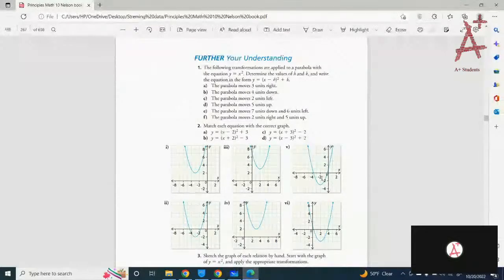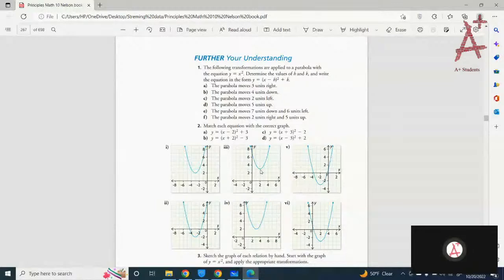2 units right, that means the vertex is not at 0. So here the vertex is 2 units right and 3 units up. Got it? So basically not the fifth one. Which is the correct option? Yes, here is 2 units right and 3 units up. Yes, option number 3 is the correct option.